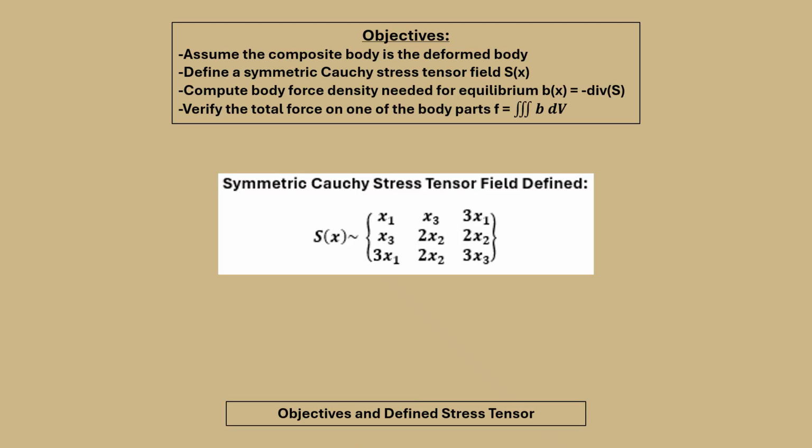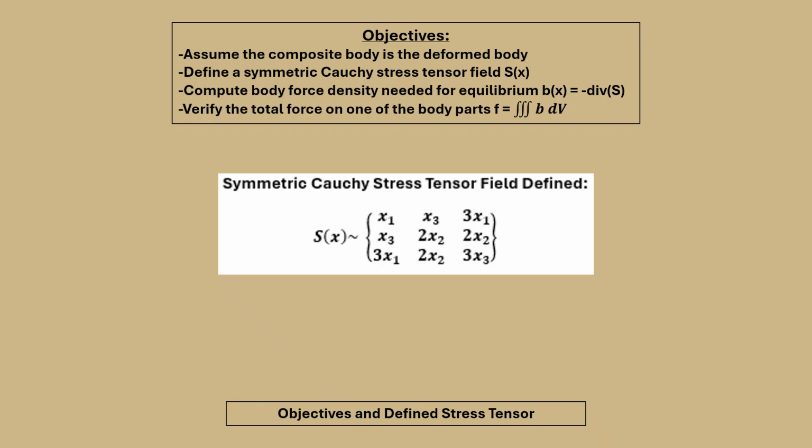Alright, for this project, I wanted to start out by outlining some of the objectives. Assume the composite body is the deformed body. Define a symmetric Cauchy stress tensor field S of x. Compute the body force density needed for equilibrium, which is just equal to the negative divergence of S. And then verify the total force on one of the body parts.